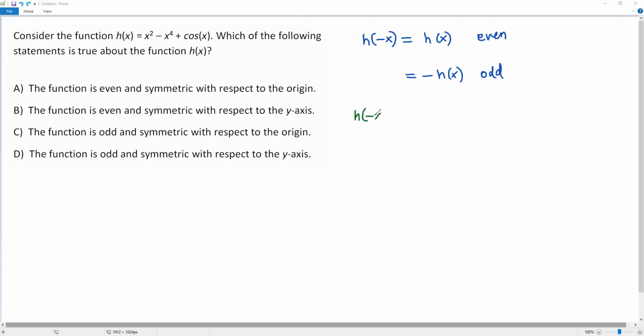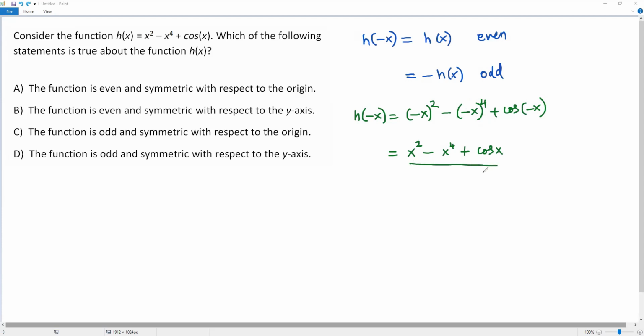Then we have h of negative x equals negative x the whole squared, minus negative x to the fourth power, plus cosine of negative x. Since the exponent is even, the negative becomes positive, and the result is just x squared. For the same reason, because the exponent is even, we get x to the fourth power. In trigonometric functions, the cosine function and its reciprocal secant are even functions. So cosine of negative x is just cosine x.